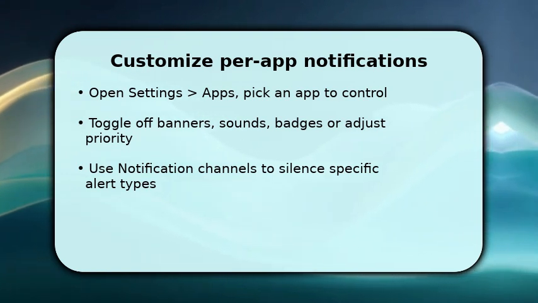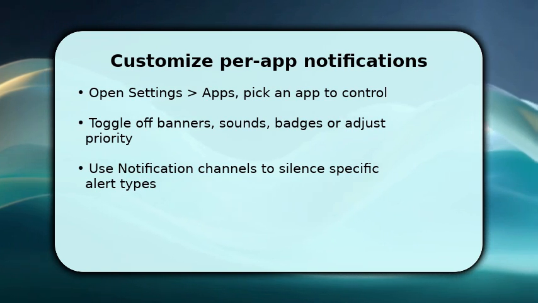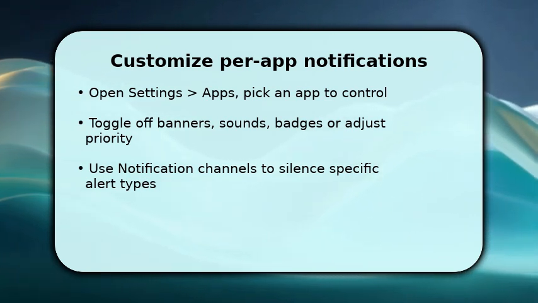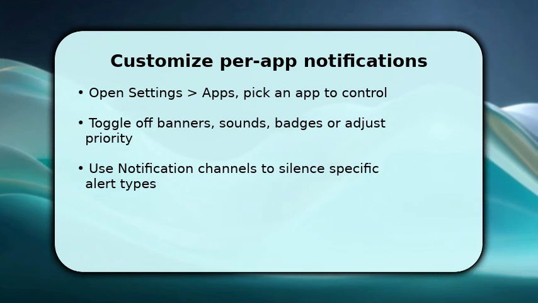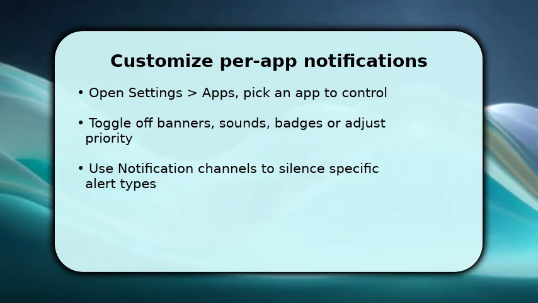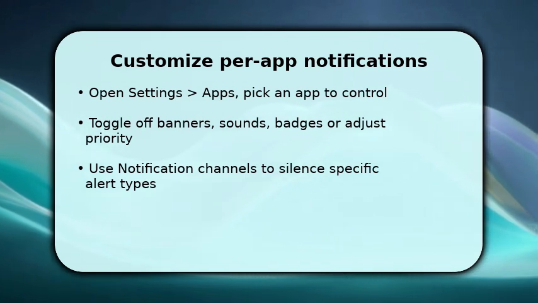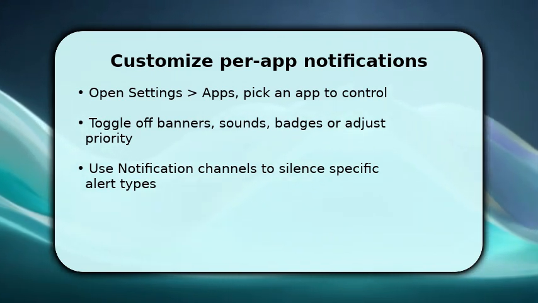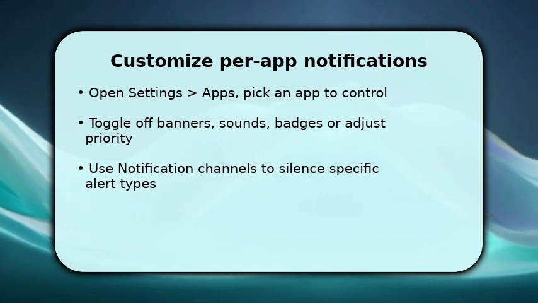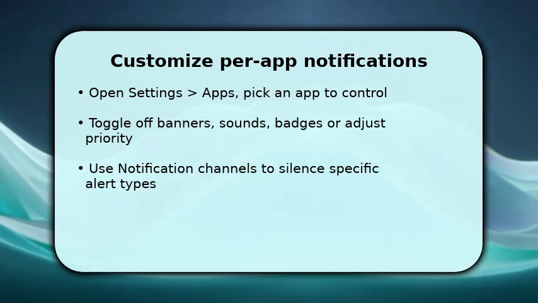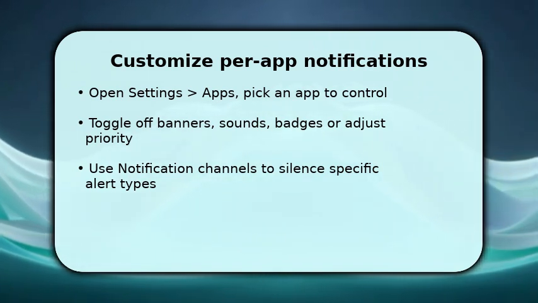For modern apps, open notification channels to silence only specific types, messages versus promotional alerts, so important alerts remain. Adjust priority or set to silent. Make sure to disable badges if the icon count stresses you. Once channels are set, repeat for the next app. This granular work cuts noise without losing critical notifications.